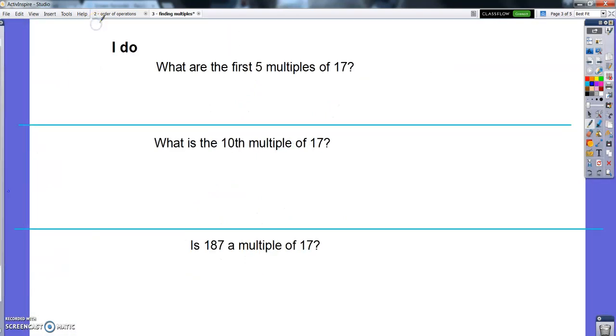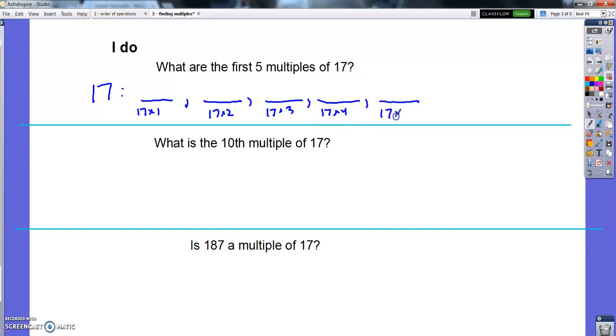So here are 3 common questions you get with multiples. The first one is this: what are the first 5 multiples of 17? You usually see your answer written like this: 17, and I'm looking for 5 multiples, so I'm going to give myself blanks for them. They're the first 5 numbers I can get by multiplying 17 by something. So 17 times 1 is the first multiple, 17 times 2 is the second multiple, 17 times 3 is the third multiple, 17 times 4 is the fourth multiple, and 17 times 5 is the fifth multiple.